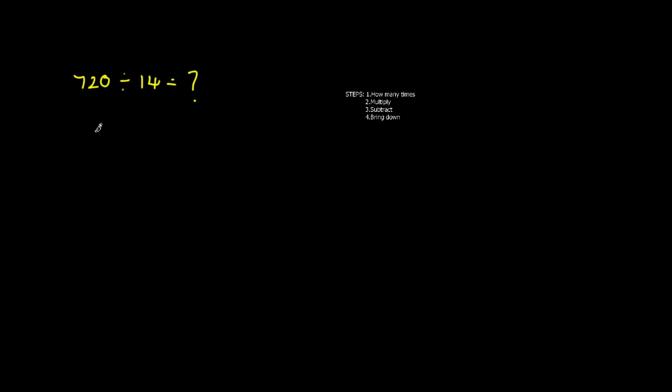Let's try this. We have 720 divided by 14. Okay. 14 cannot go into 7, right? So I'm going to push that 7 over to the 2, and therefore we have 72. 14 can go into 72 at least 5 times, right? Because 14 times 5, right? We have 4 times 5 will give us 20, right? Place that 2 over there and a 0 here.